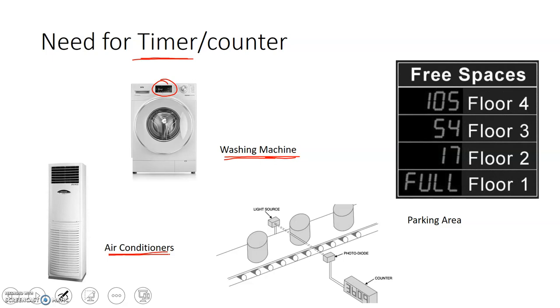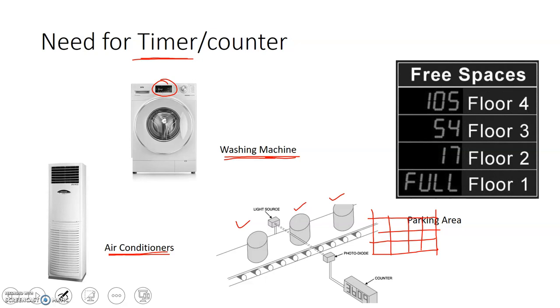Take the other case. Say there is a bottle manufacturing plant that needs to pack around 100 bottles in a bag. For that, they have to keep an account that 100 bottles have been manufactured and passed, and then they are collected into some bag. So here the counting application comes into the picture.